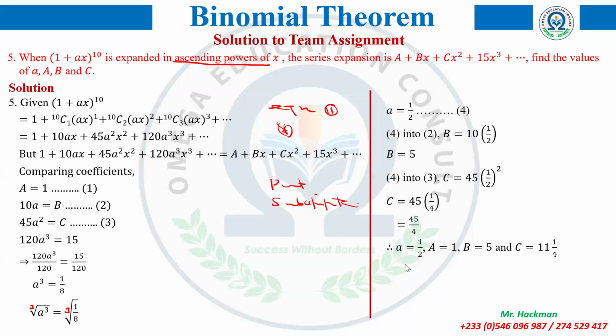So that's what I did. Therefore, small a is equal to 1 over 2. Capital A is equal to 1. Capital B is equal to 5. And capital C is equal to the mixed number version of this, which will give us 11 whole number 1 over 4. On this note, this becomes the solution to the first part of the team assignment.